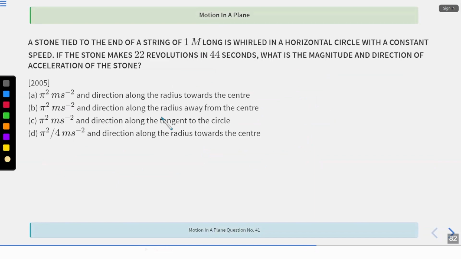So moving on to the next question. A stone tied to the end of a string of 1 meter long is whirled in a horizontal circle with a constant speed. If the stone makes 22 revolutions in 44 seconds, what is the magnitude and direction of the acceleration of the stone? Okay, again, this is circular motion.